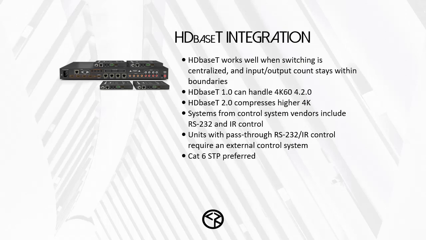HDBaseT 1.0 can handle up to 4K 60 4:2:0. When you have signals greater than that, you would move to HDBaseT 2.0 systems that compress the higher values of 4K, so that an 18 gig 4K signal is compressed down to 6 gig. Systems from control system vendors include interactive RS-232, IR control, and other features native to the control system. Units that have pass-through 232 or infrared control require an external control system.